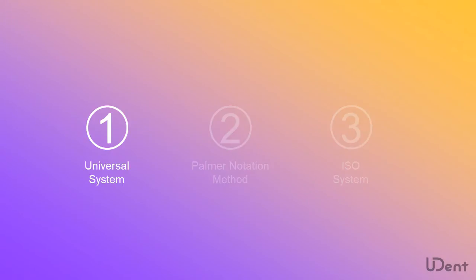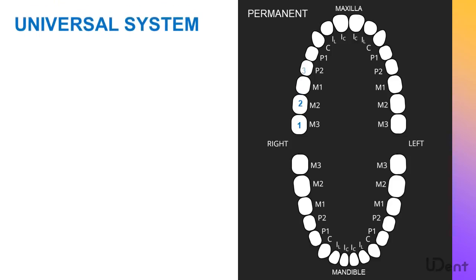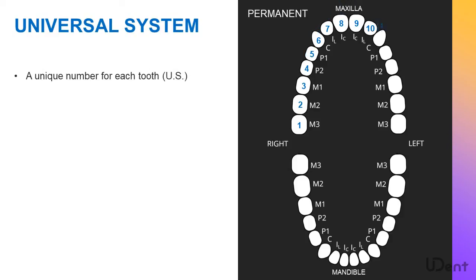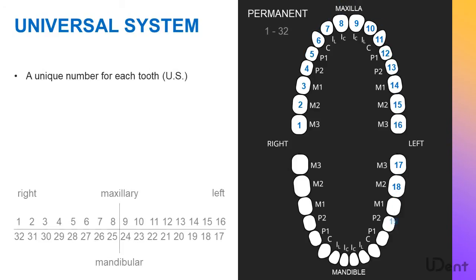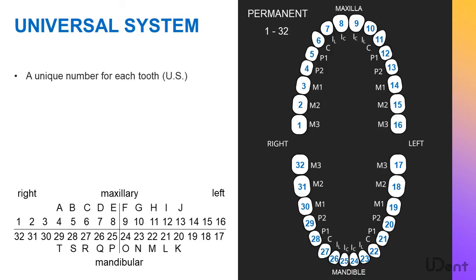Let's talk more about the Universal System. The Universal System designates a unique number for each tooth, from 1 to 32 for the permanent dentition, and from A to T for the primary dentition. It is mainly used in the United States, thus also being known as the American system.